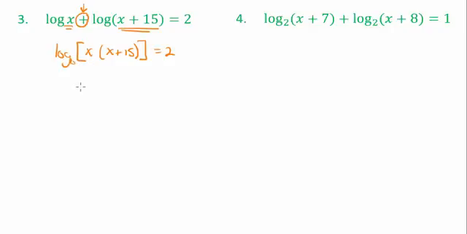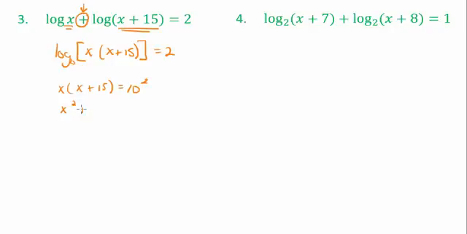Now remember, this is base 10. It's not written there, so it's assumed, so you need to remember that. And what we get is x times x plus 15 is equal to 10 squared. Now from here what we have is a quadratic equation, which we must solve using our strategies to solving quadratic equations, which means we need to either factor or complete the squares, or we can use the quadratic formula. But regardless of which method you choose, the first thing we need to do is distribute the x.